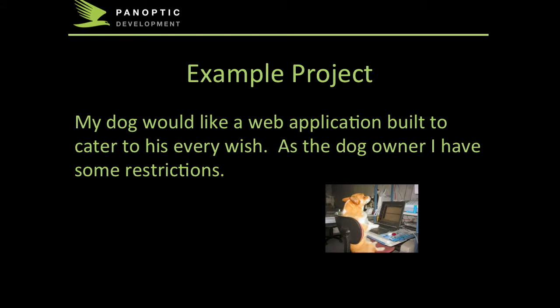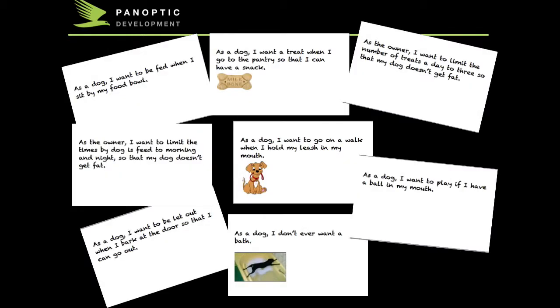So we're going to have an example project here. My dog would like a web application to be built to cater to his every whim. But as the dog owner, I have some restrictions that I want to place on this web application. So some example user stories. I won't read them all here, but as a dog, I want to be fed when I sit by my food bowl. But as the dog owner, I want to limit the number of times my dog is fed to morning and night so that he doesn't gain weight. As a dog, I want to go on a walk when I hold my leash in my mouth. Or as a dog, I want to play if I have a ball in my mouth.